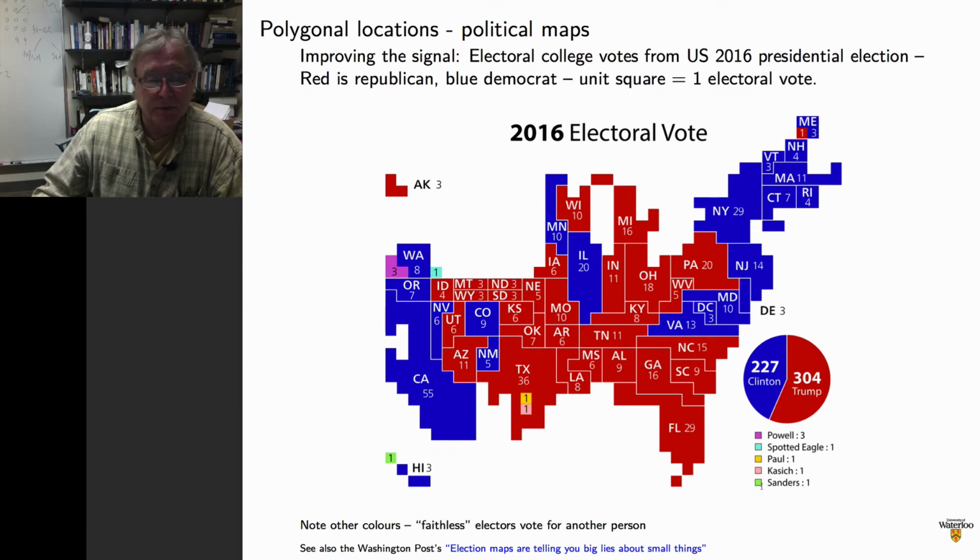In green here, somebody in Hawaii went for Sanders. So some of the electors actually went rogue. Other places they actually distribute the vote. I think, for example, in Maine, that's distributing the electoral college. That's not really a rogue vote. So maps are kind of dangerous things when you're using polygons. And I encourage you to look at this link, Washington Post. It's a pretty good article talking about how you can tell lies with some maps.